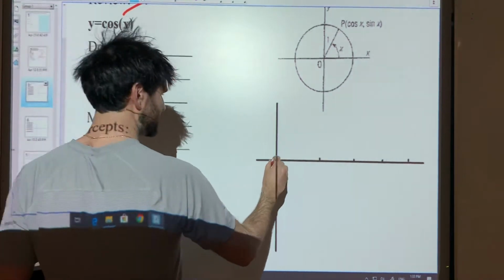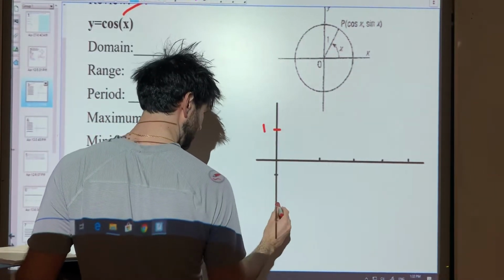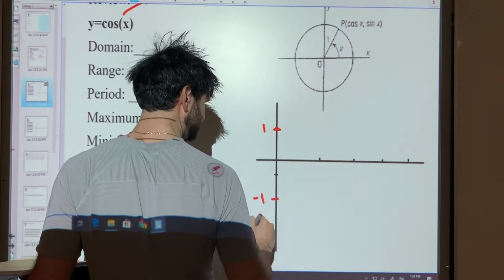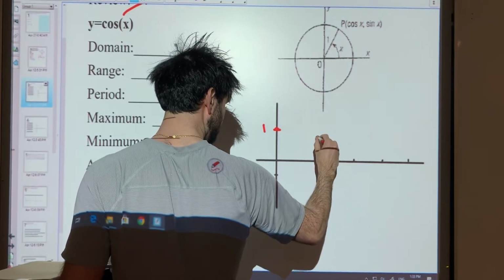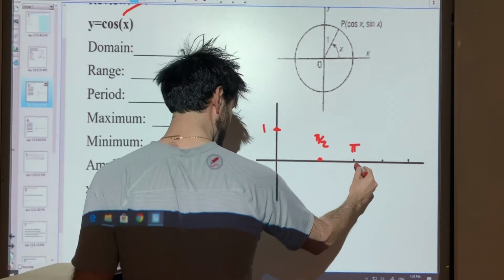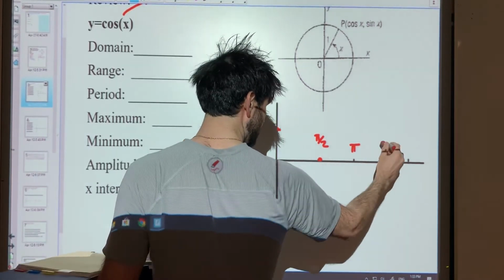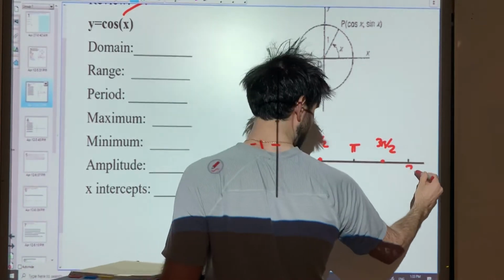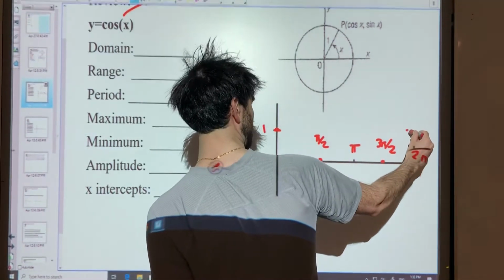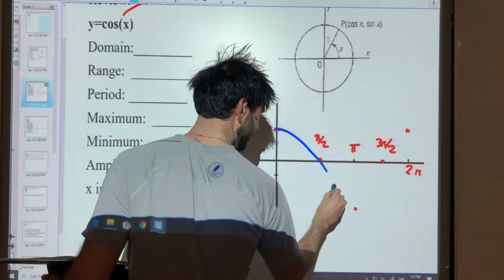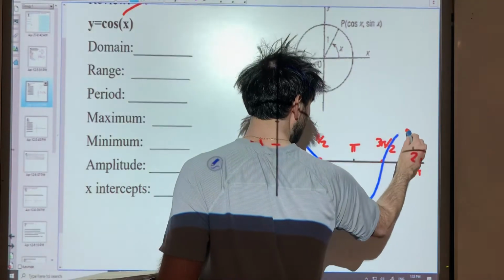So at 0, we're going to have to label this 1 and negative 1. At 0, x is actually 1. When we get to pi over 2, the x value is 0. When we get to pi, my x value is negative 1. When we get to 3 pi over 2, we're back to 0. And when we get to 2 pi, my x value is back up at 1. So, without further ado, your cosine graph looks like this.